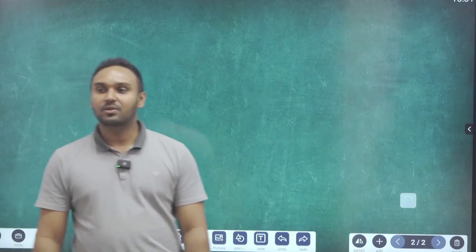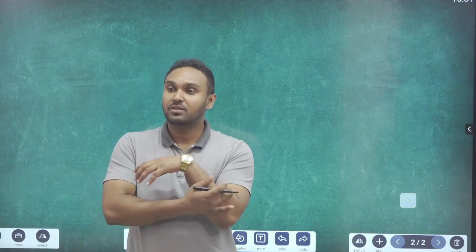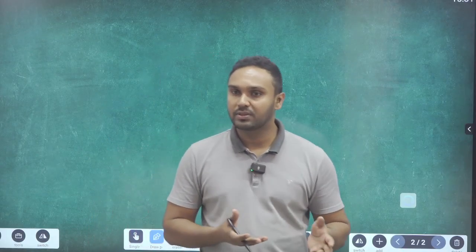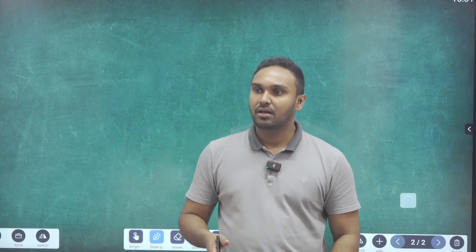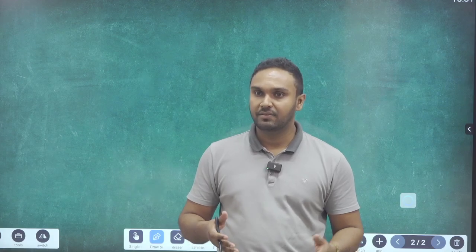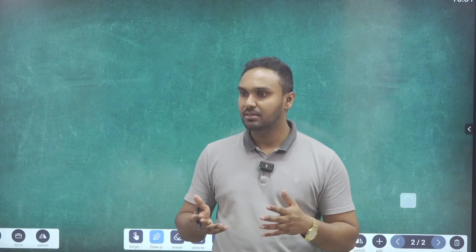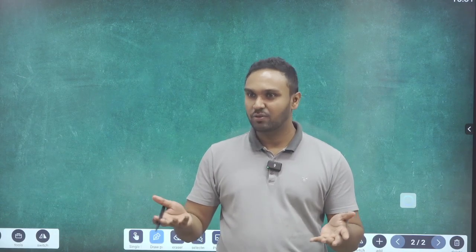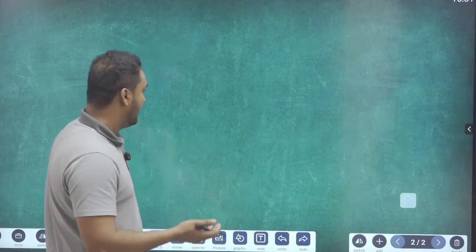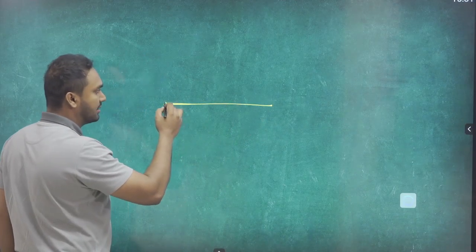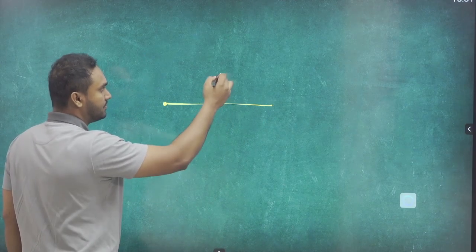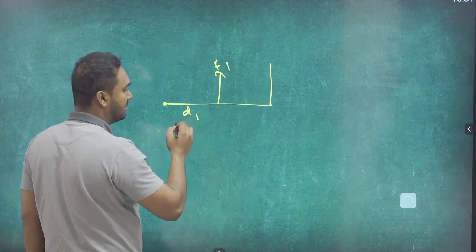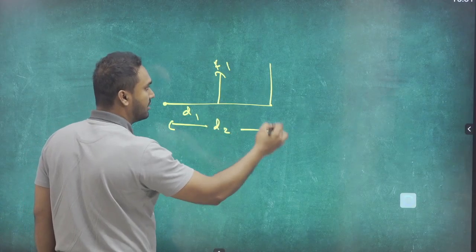And if two torques, right? Listen. If two forces are acting towards the same direction on the same object, how do you get the resultant? You get the resultant by adding the two forces. Same way, if two torques are acting, let's say this is D1 and this is F1, and this length is D2 and this is F2.